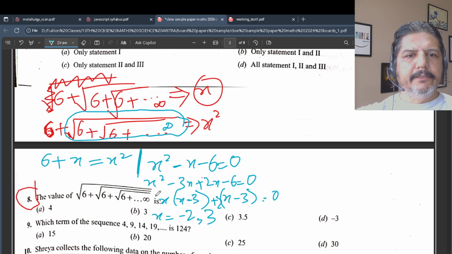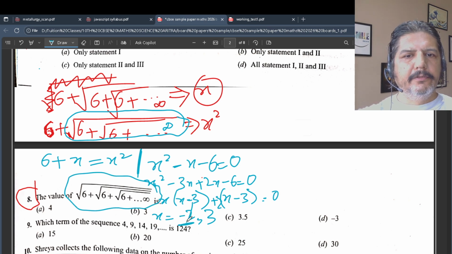If you look closely at this, do you think that this can ever be a negative? No, this can't be negative. So I will ignore this part, minus 2, and I'll take 3. So my answer would be 3.